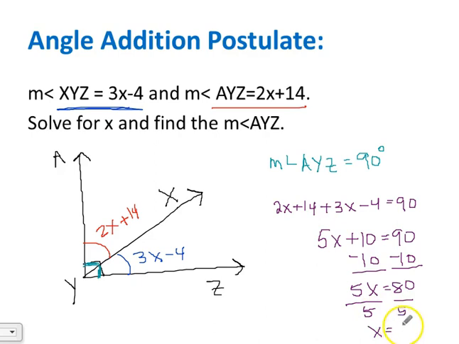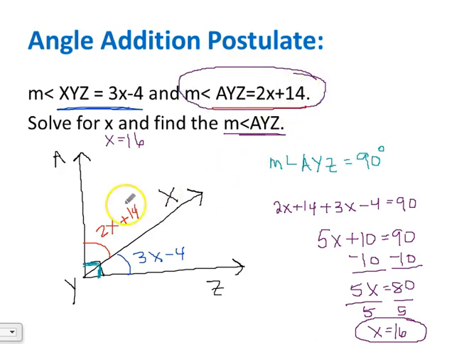Grab a calculator if you need to. It is 16. So I only answered one part of the question. It says solve for x. I just did that, but it also says to find the measure of angle AYZ. That's our final step. So I'm just going to plug in 16 wherever I see an x. The measurement of angle AYZ is equal to 2x plus 14, so I'm going to plug in 16 where I see an x and solve.